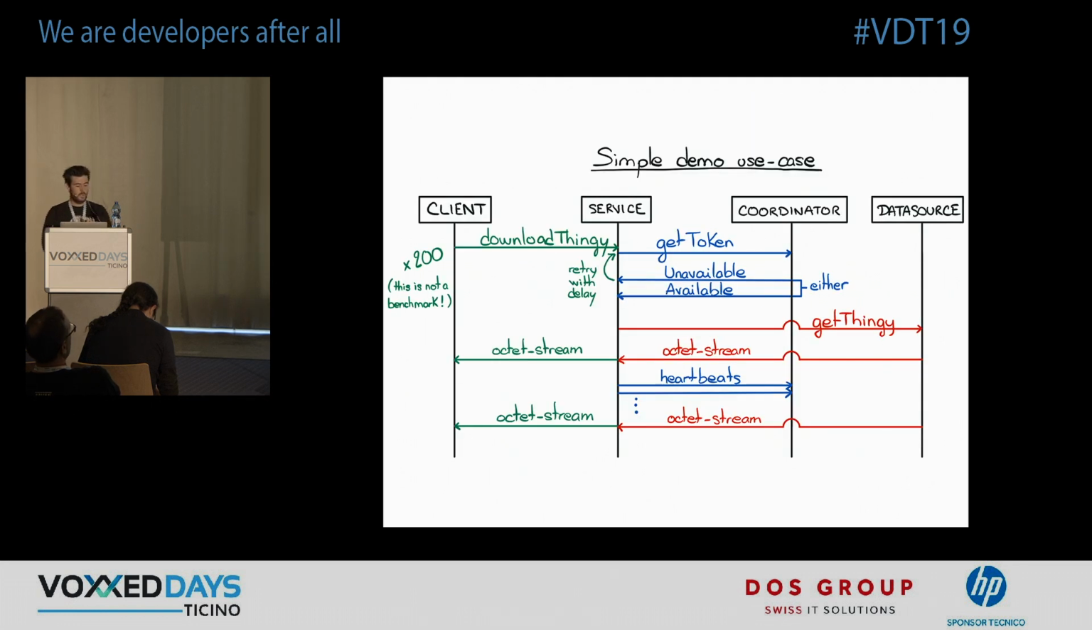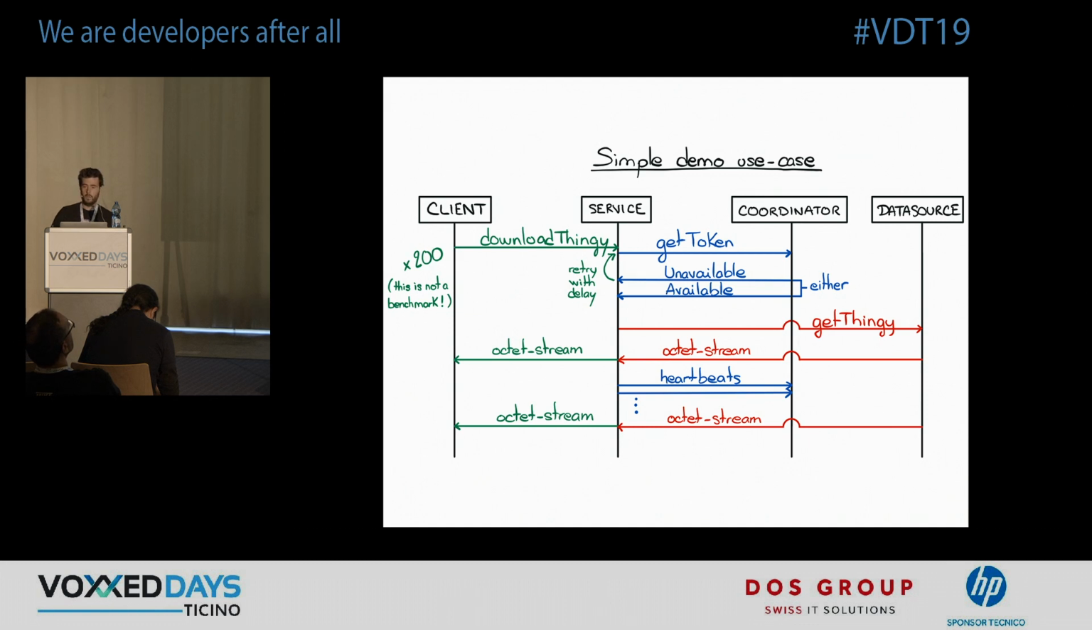So in order to experiment, I needed a use case. So I took a piece of program from work and I've simplified it a bit. So here we have a service to which clients connect in order to download something. Let's say it's a file, for instance. But this resource is kind of precious, so we are going to act as a proxy. And we are going to first try to get a token from a coordinator in order to download our resource.